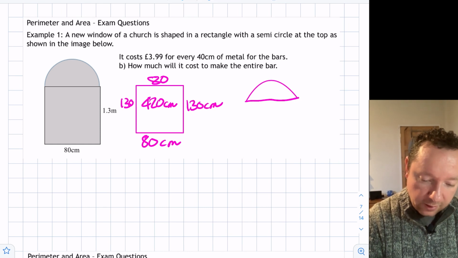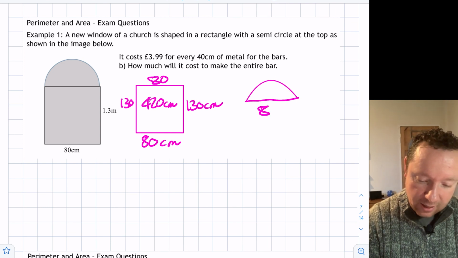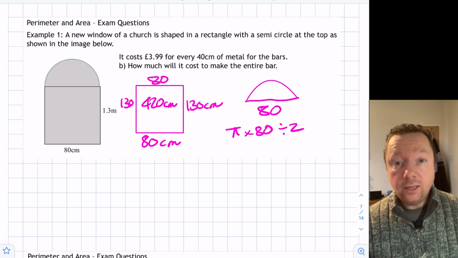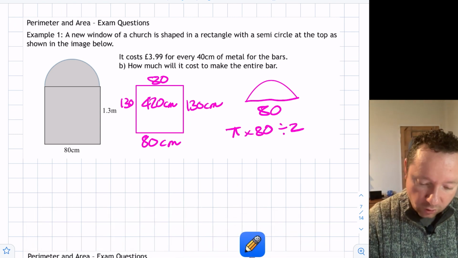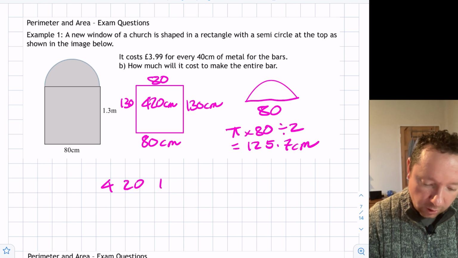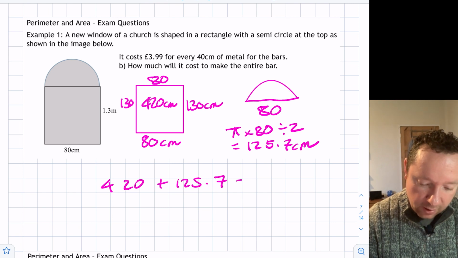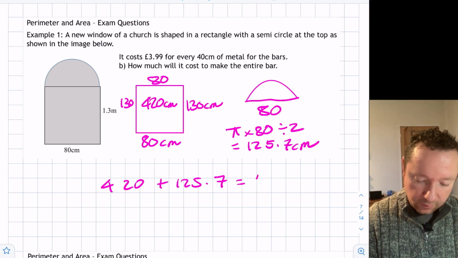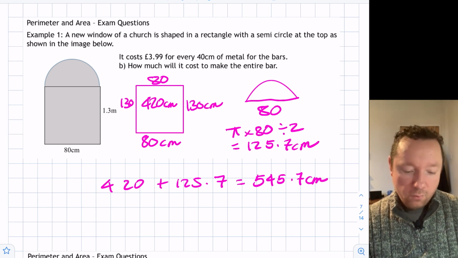Now, don't be tempted to add this bit on because we've already done it here. So all we need to know is this bit is 80, and for a circle, it's pi times diameter. But since it's a semicircle, we divide by 2. At that stage, we would get a calculator and work that out, and that would give us 125.7 centimetres to one decimal place. So adding it together, I've got 420 plus 125.7, that is equal to 545.7. So we now know the total amount of metal we need.